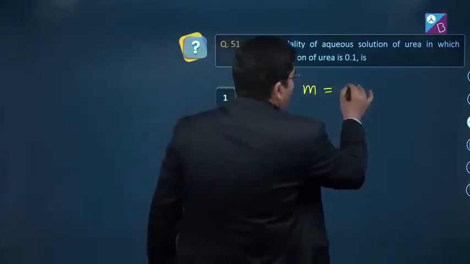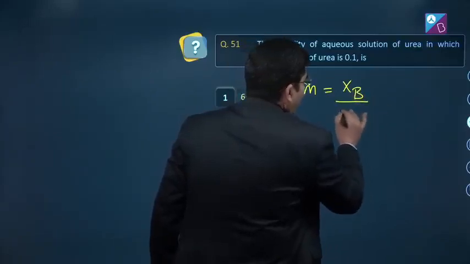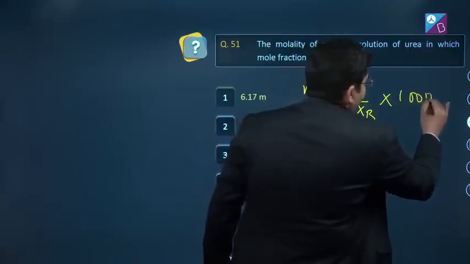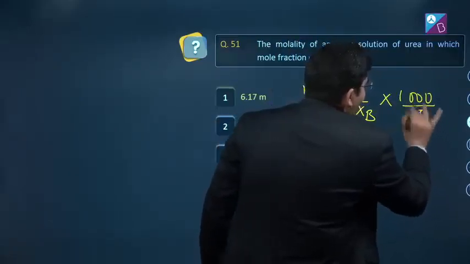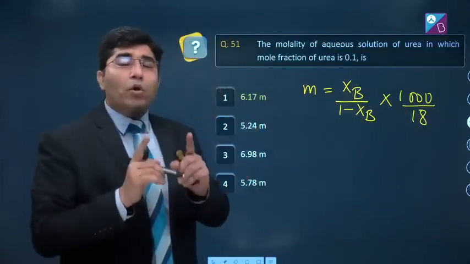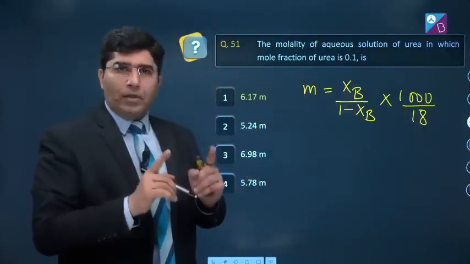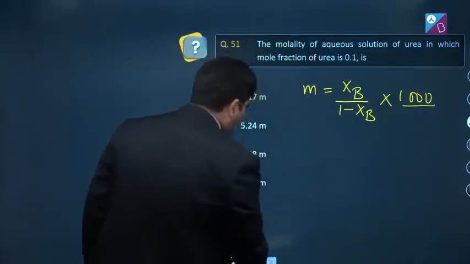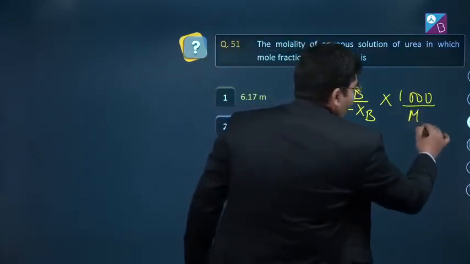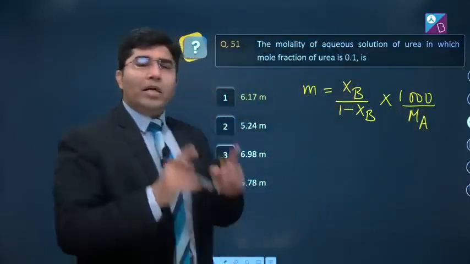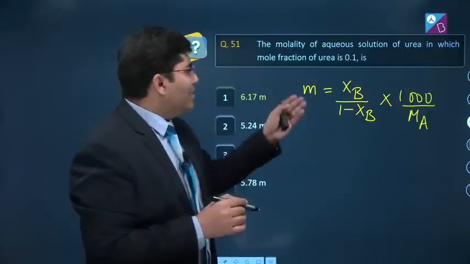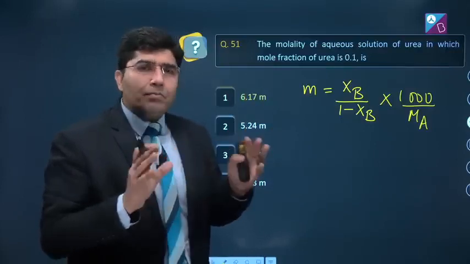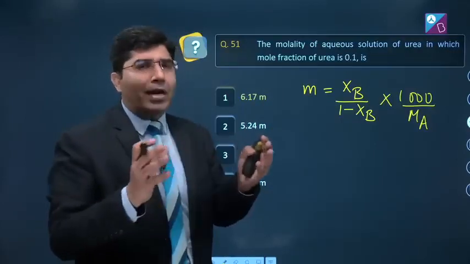molality is equal to mole fraction of solute divided by 1 minus mole fraction of solute, into 1000 divided by 18. Why am I writing 18? 18 मैंने इसलिए लिखा because it is an aqueous solution, right? Otherwise we can write the original formula, and we can write Ma also over here, meaning the molar mass of the solvent. Now since it is water, that's why we can write 18 easily. Now it's a very simple question, you just have to put the values and find out the answer.